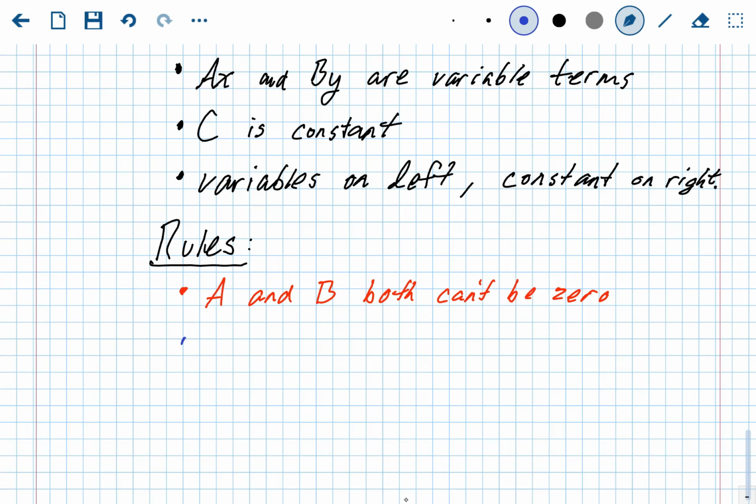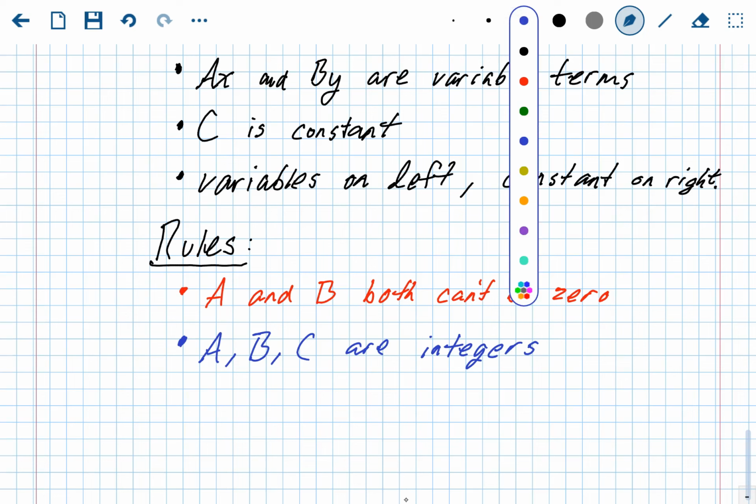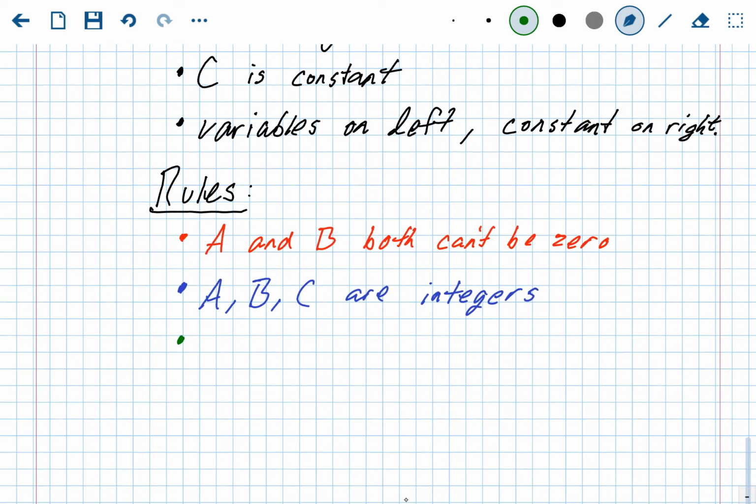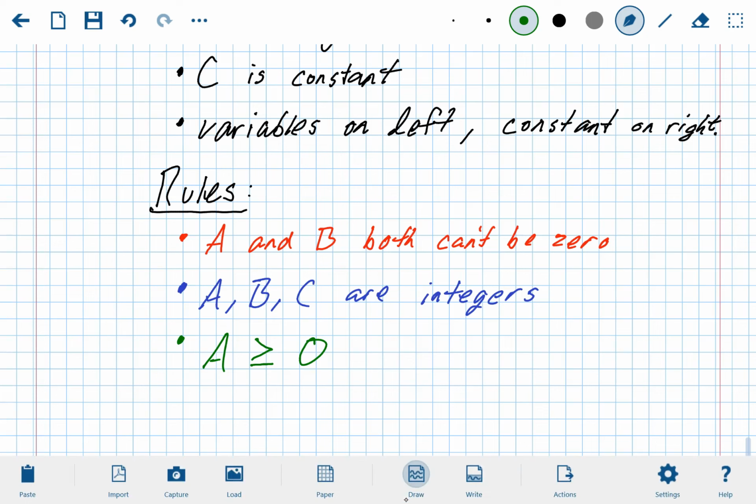Second rule is that a, b, and c have to be integers. So what that means is no fractions, no decimals. They have to be integers, positive or negative whole numbers. The third one is a rule, but it's not always followed. We're going to try and follow it as much as we can, though. And it's that a should be greater than or equal to 0. So what that means is that a should be positive.